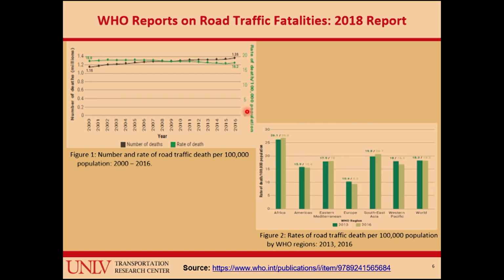If I were to look at this, on the x-axis are different regions of the world, and on the y-axis is death rate per 100,000 population. The first set of bars is for Africa, the next is the Americas, next is the Eastern Mediterranean, then Europe, Southeast Asia where India comes in, Western Pacific, and this is the global total. The two bars you see, the darker green is 2013 and the lighter green is 2016.